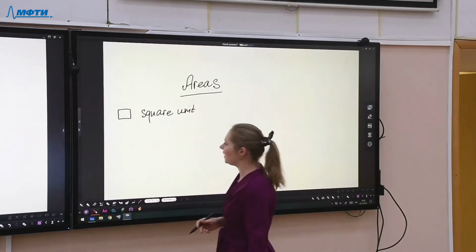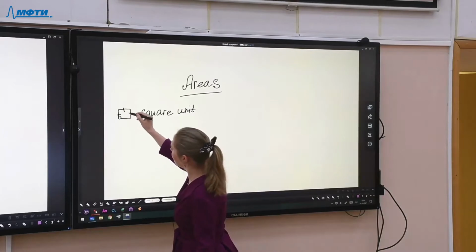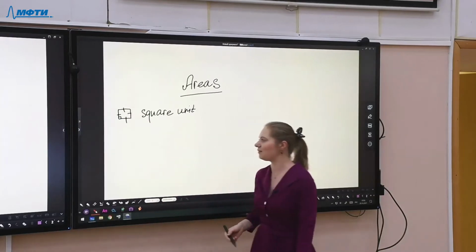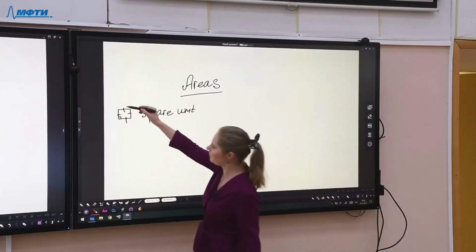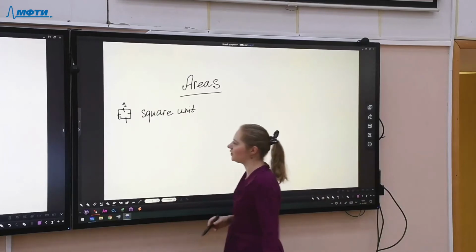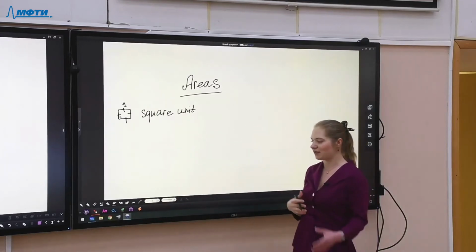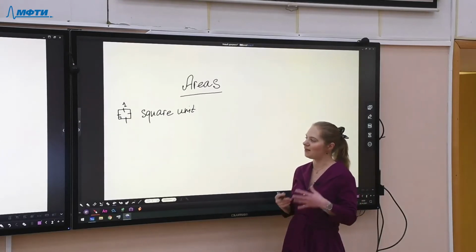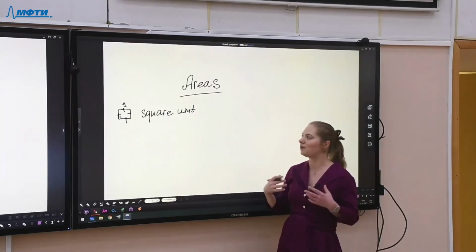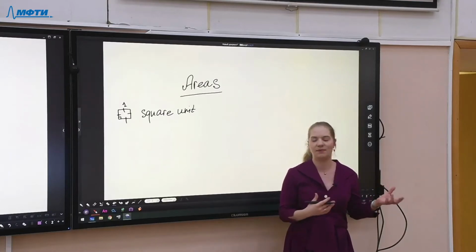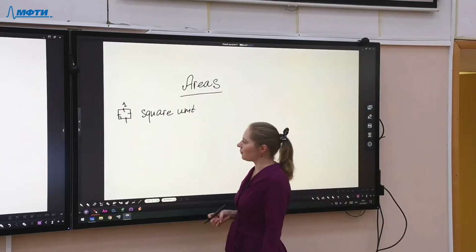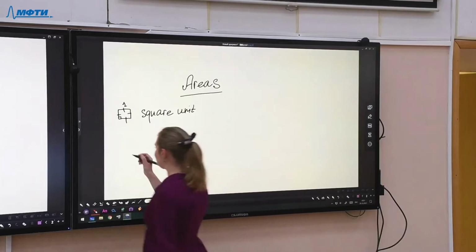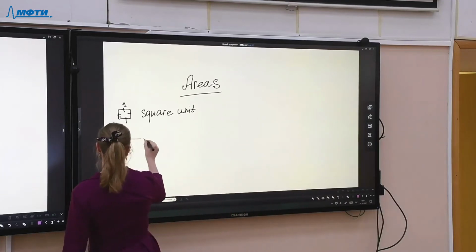It is a square, and a side of this square is 1. So it is a square unit. And if we are talking about an area of a plane figure, we say that an area is a number of square units inside this plane figure. The simplest case is when we are talking about a square.